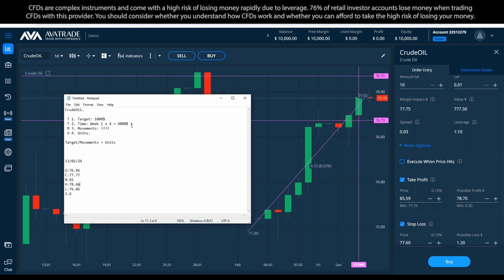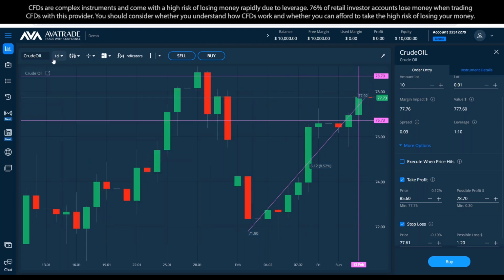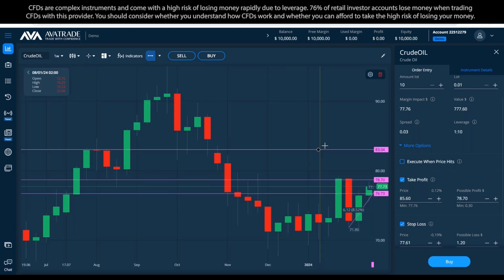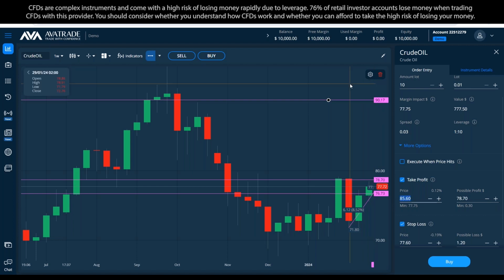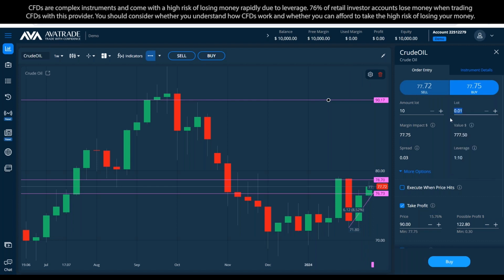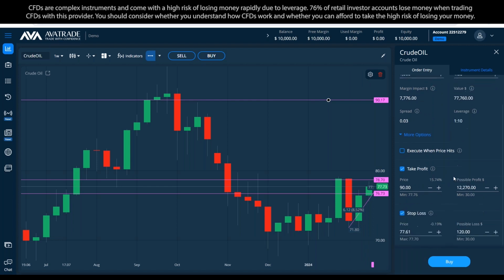We have the target, we have the time, very well, okay, no problem. We need to know how much oil can move, because if I aim to here, right, and I think I want to make a lot of money and I want oil to get to 90 per barrel, I'm going to put my take profit at 90 per barrel. If I have one lot, I can make a lot of money, isn't it?